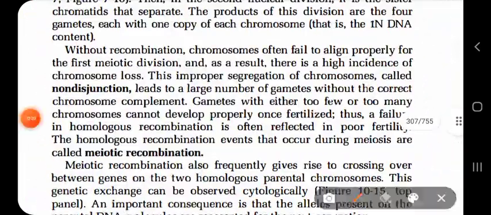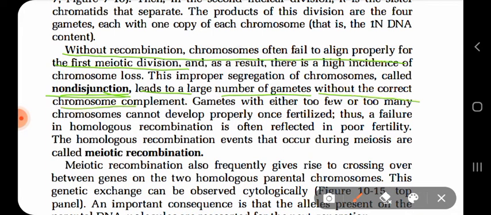So if homologous recombination does not occur, then what will it lead to? It will lead to non-disjunction, which leads to failure of the chromosomes to enter the gametes with the correct chromosome complement. Gametes will have either too few or too many chromosomes, which cannot develop properly once fertilized. Thus, a failure in homologous recombination is often reflected in poor fertility. So, if homologous recombination does not occur properly, then it leads to poor fertility.